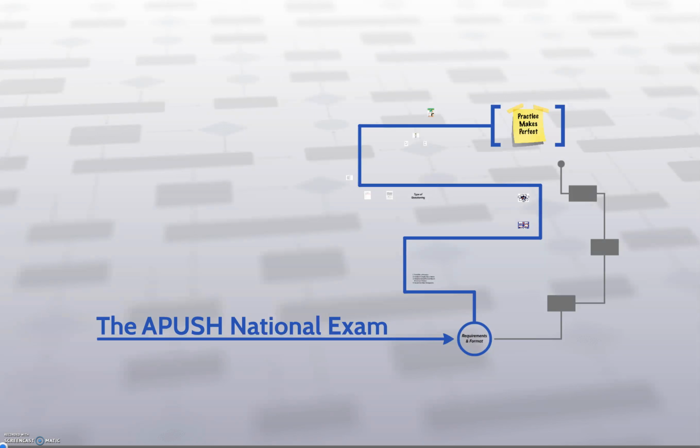All right, now let's look at the AP U.S. History National Exam. The test was rewritten in 2014, and so there are different requirements on the new test that weren't on the previous. So we're going to go through some of those requirements now.